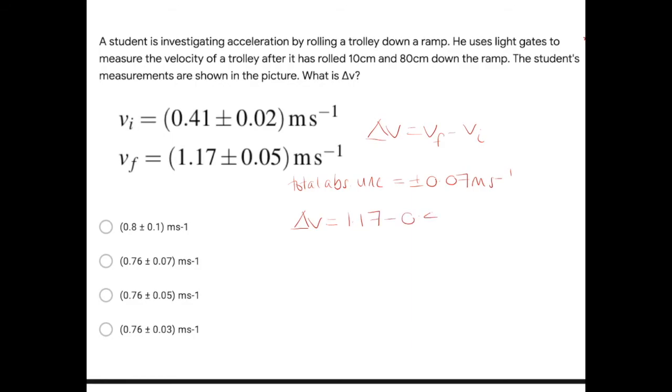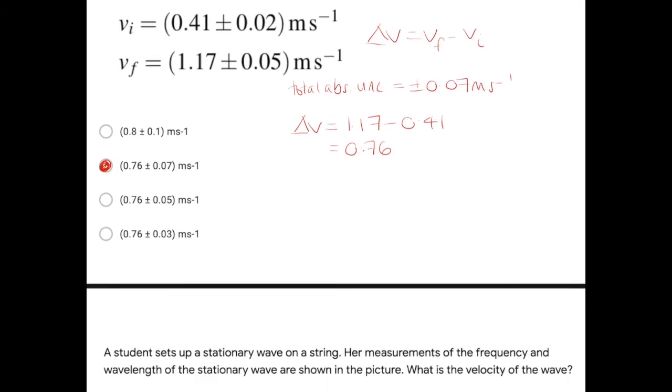And then our delta V is our 1.17 minus 0.41, which comes out at 0.76, which we can probably guess because that's most of our answers. So our answer should be 0.76 plus or minus 0.07, remembering that we keep those numbers of sig figs consistent. So our answer should have been B.